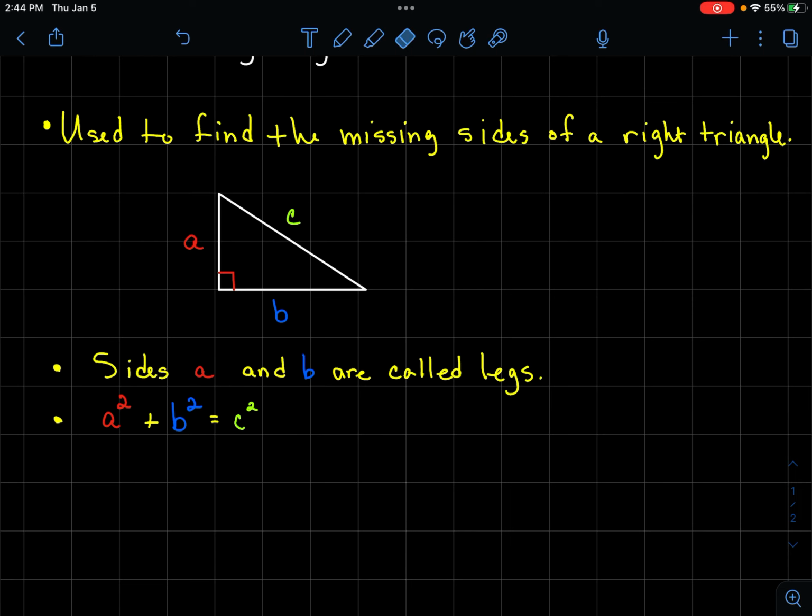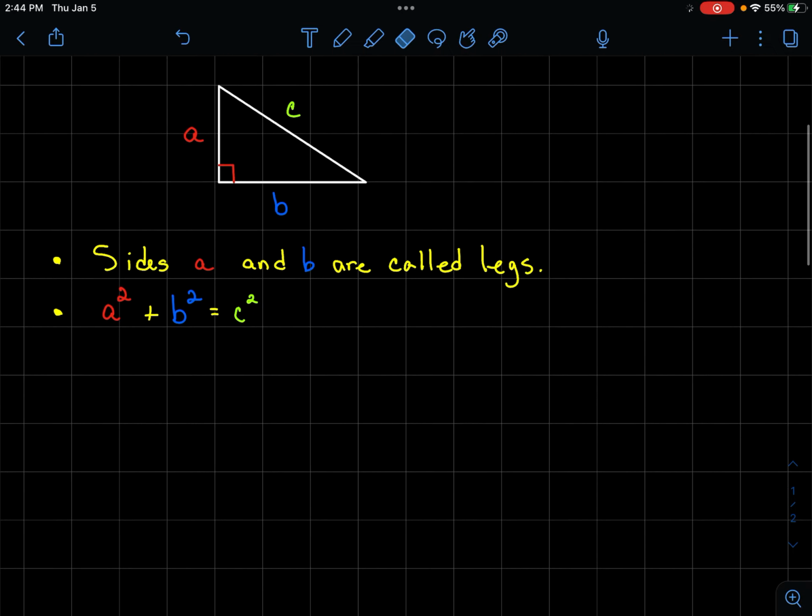And the formula for the Pythagorean theorem is a squared plus b squared is equal to c squared. So the sum of the two legs squared is equal to the hypotenuse squared. Let's use this formula to solve some problems.